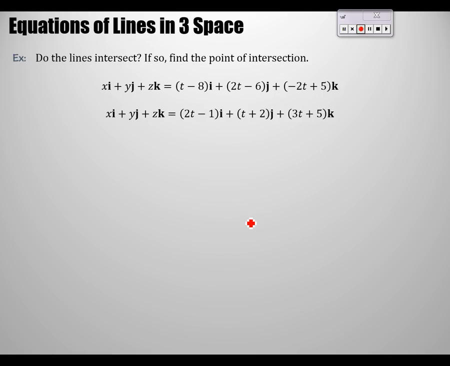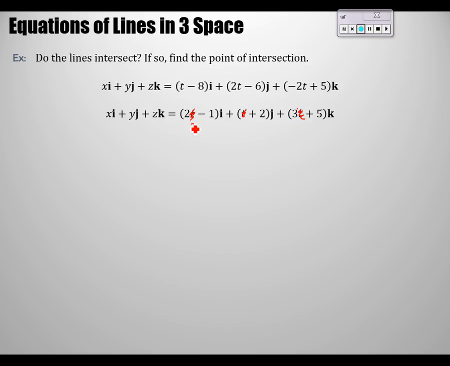The only other thing, if I can fit it in here, is to say something about intersections between lines. So we find the intersection between these two lines. The first thing I guess would be, are these even two lines? You might have to stare at them for a second and realize that, oh yeah, x equals t minus 8, y equals 2t minus 6, and z equals -2t plus 5. Okay, that is a line. I think I get it.